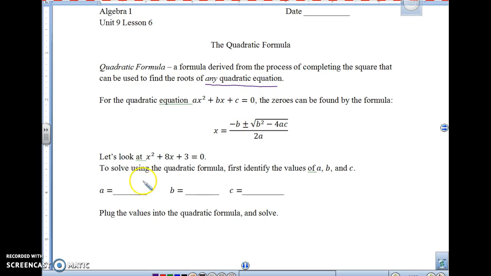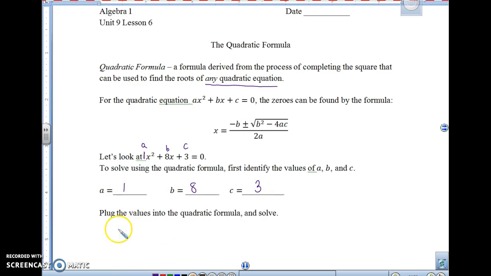So if I look at this equation, x squared plus 8x plus 3 equals 0, in front of the x squared is actually a 1. So my a value is going to be 1. This is a. My b value is in front of the x. Here's bx, so this is going to be your b, is going to be 8, and c is going to be 3. Okay, so we want to solve this equation using this a, this b, and this c.